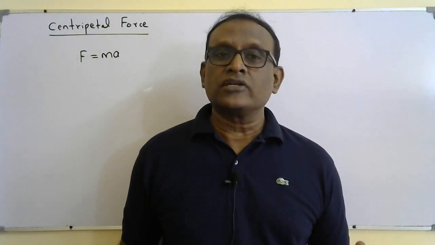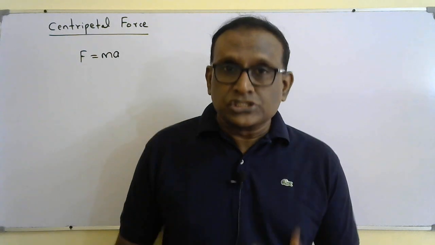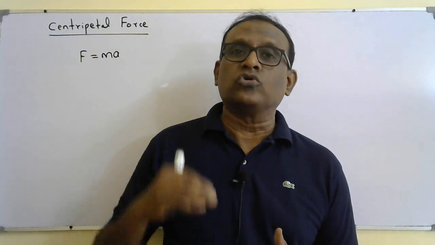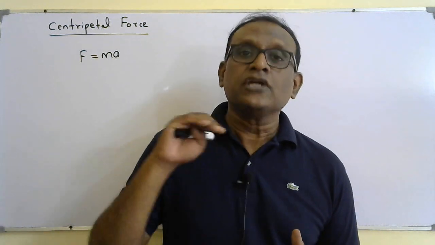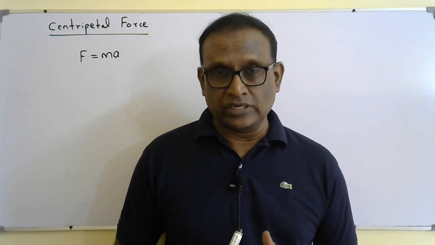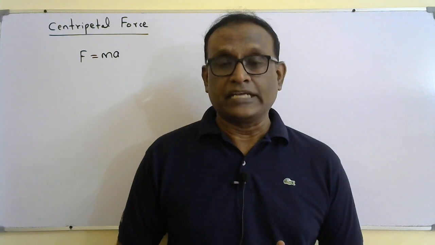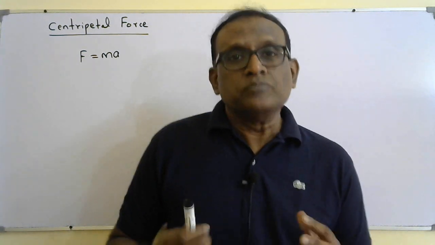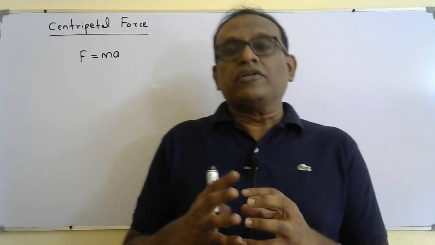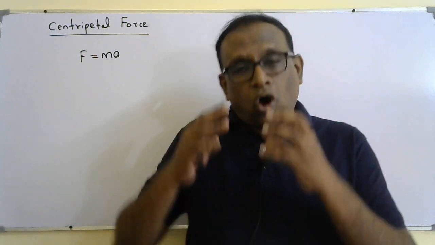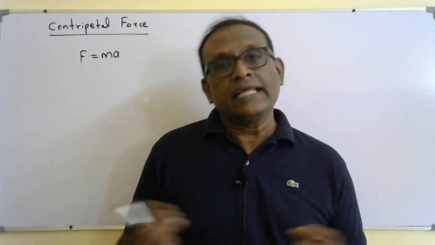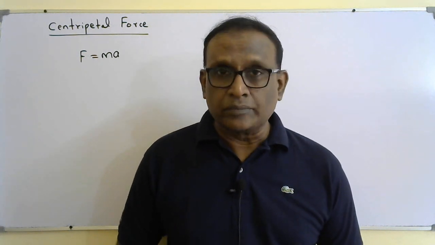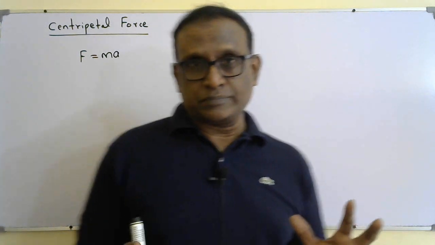So when an object moves on a circular path, it should have a resultant force, or a component of force, always towards the center of the circular path. That is called centripetal force. So if the object has only one force, always towards the center of the circular path, then the object will move on a circular path at constant speed.